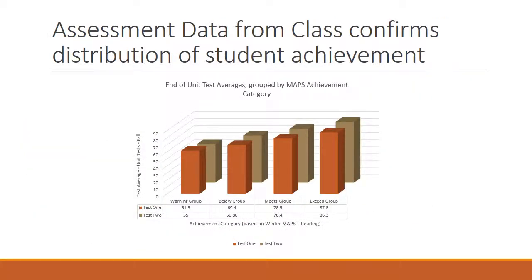To help determine if grouping by the achievement categories suggested from the MAP data were supported by other data, 2 end-of-unit tests, each from the Harcourt Journeys series, given in October-November of 2014, were also analyzed. Scores for each test were averaged for each group of students: the warning, below, meets, and exceeds groups. The chart suggests that student achievement on classroom assessments actually does correlate with the MAP achievement categories, since the averages for each assessment fall into the same distribution pattern as the MAP scores.